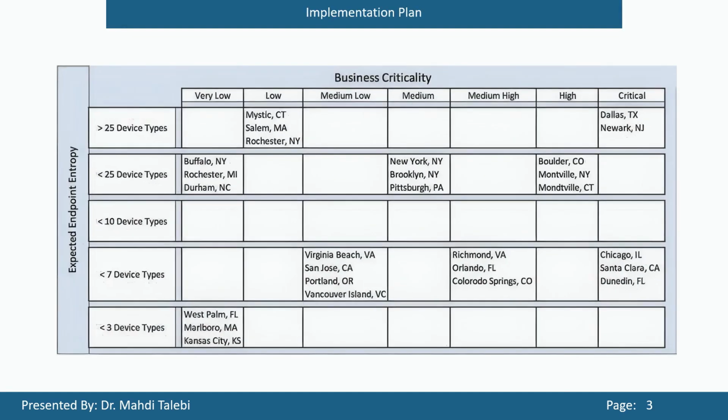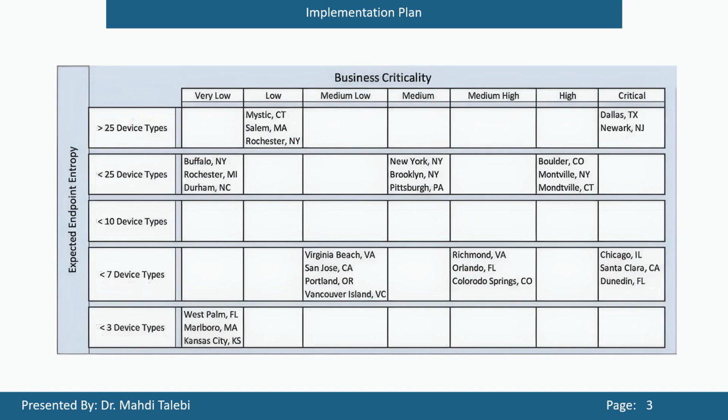In the modern network security context, particularly when employing a Zero Trust framework, it is crucial to strategically deploy monitoring and enforcement tools across different sites based on their specific characteristics and business criticality. This concept is effectively illustrated through a matrix that categorizes sites by the expected variety of connected device types, a measure of device heterogeneity, referred to as expected endpoint entropy, and the business criticality of these sites.